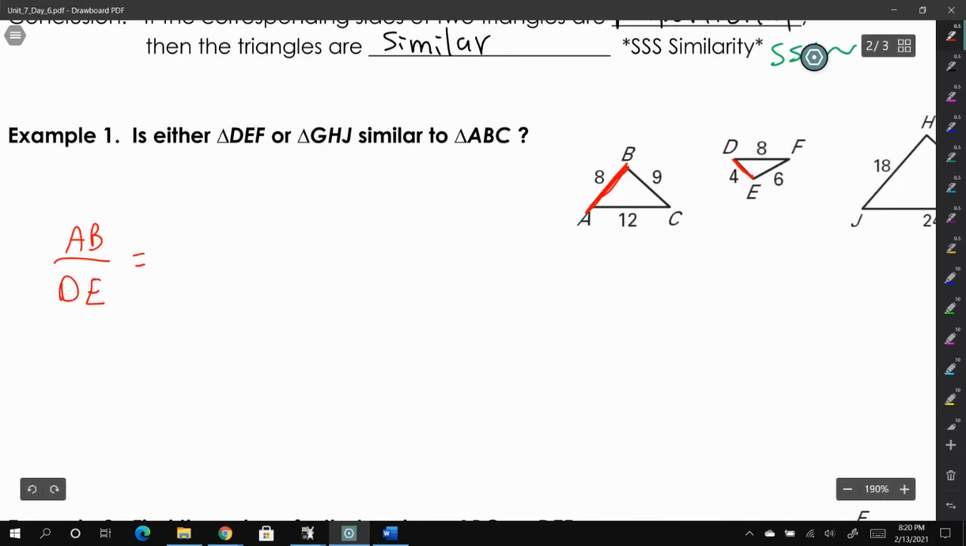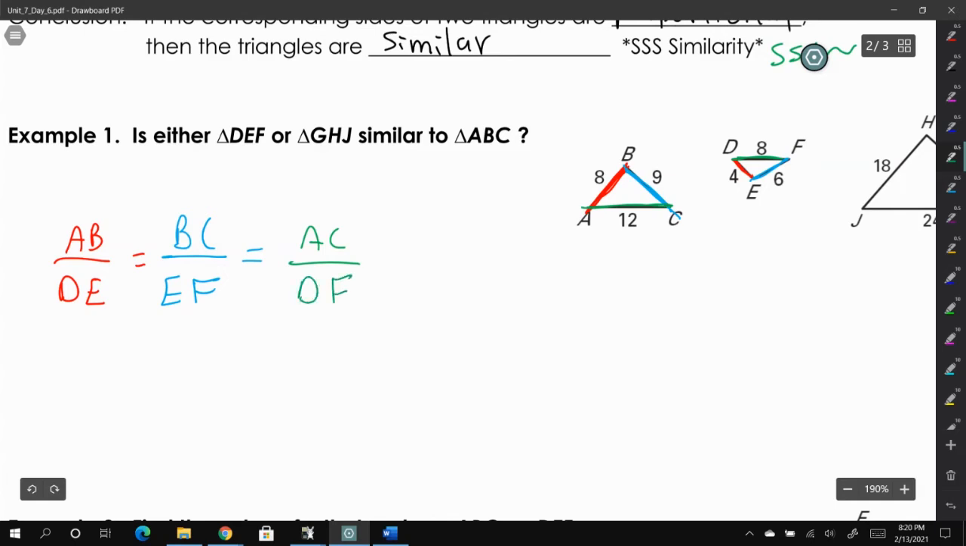That should equal, and then I'm going to go to the next largest side. So it's BC over EF. And then that should also equal, and I'll go to the last ratio, AC over DF.